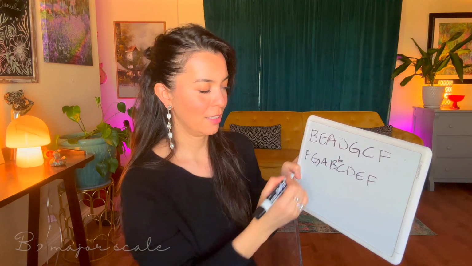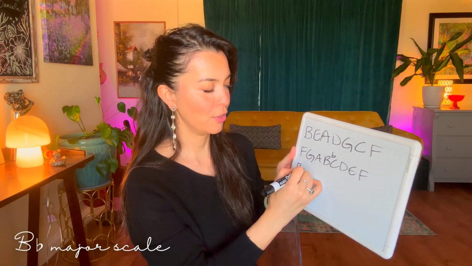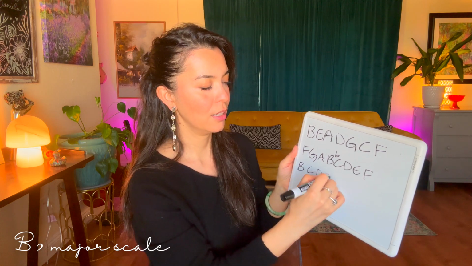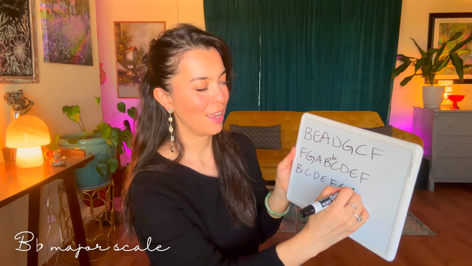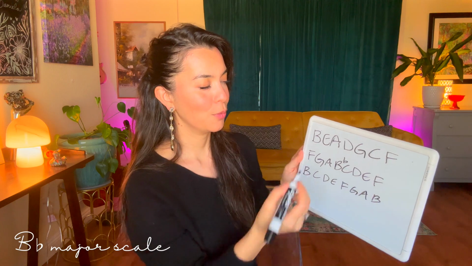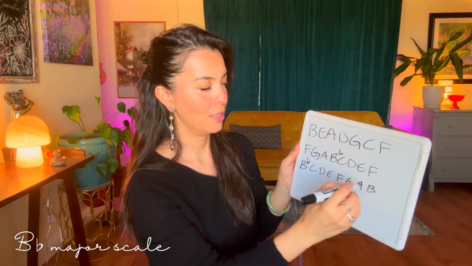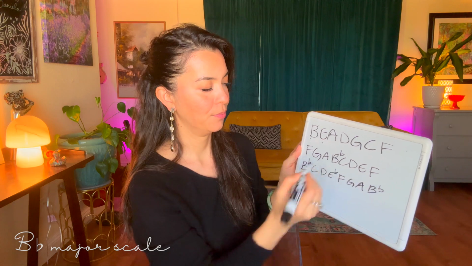The next flat scale was the B flat major scale, so go ahead and write your letters B, C, D, E, F, G, A, B, and which notes need to be flat? B and E, so all B's and E's will be flat.